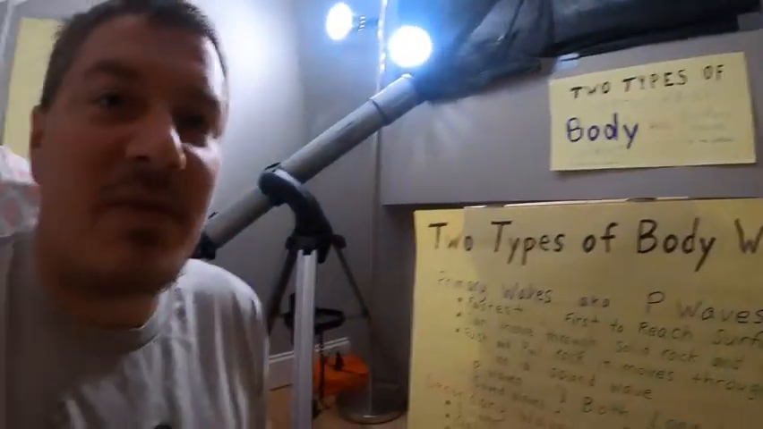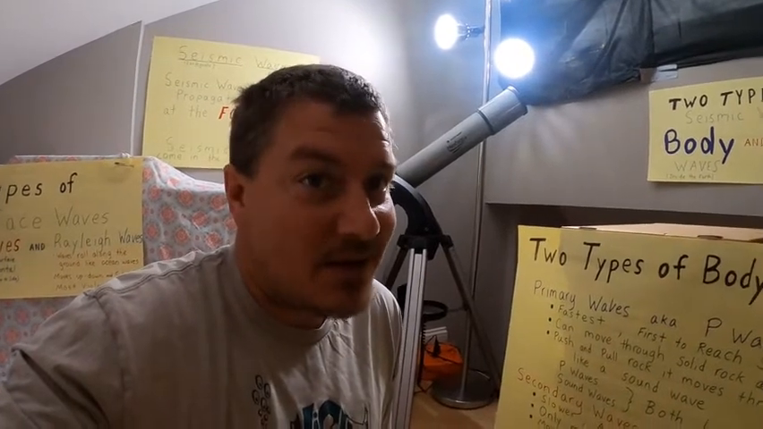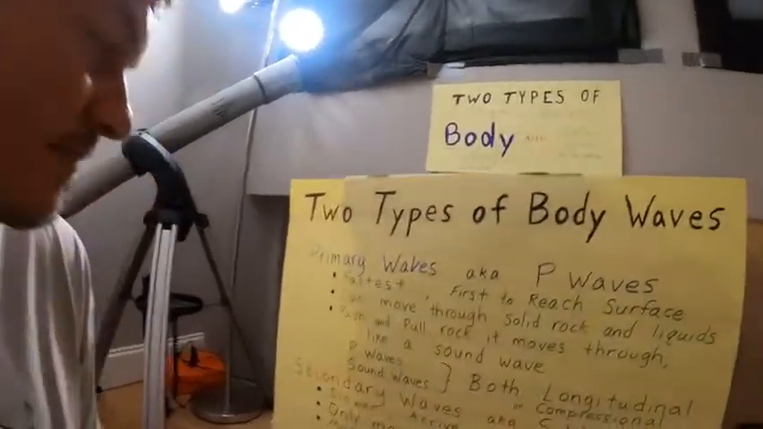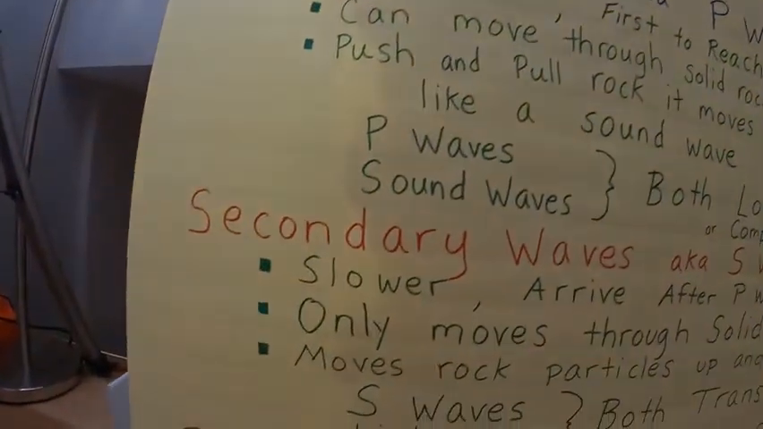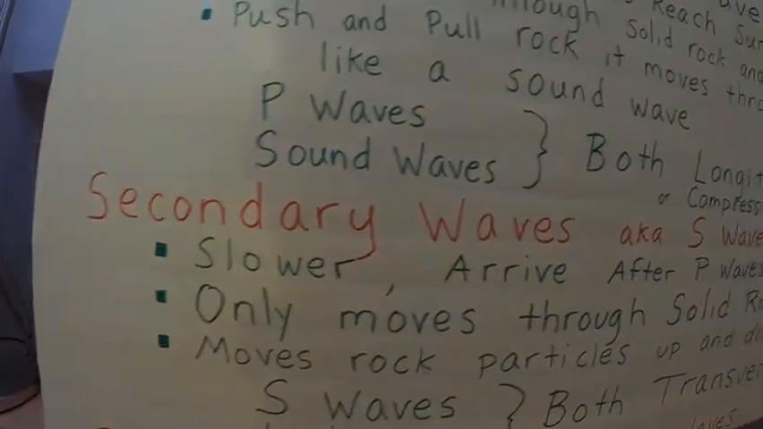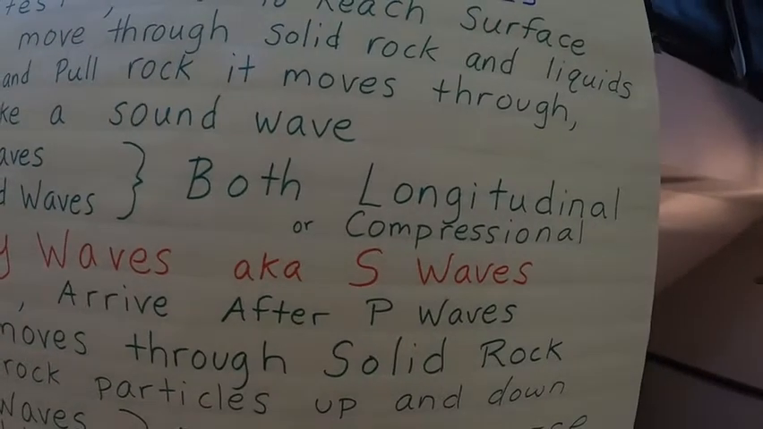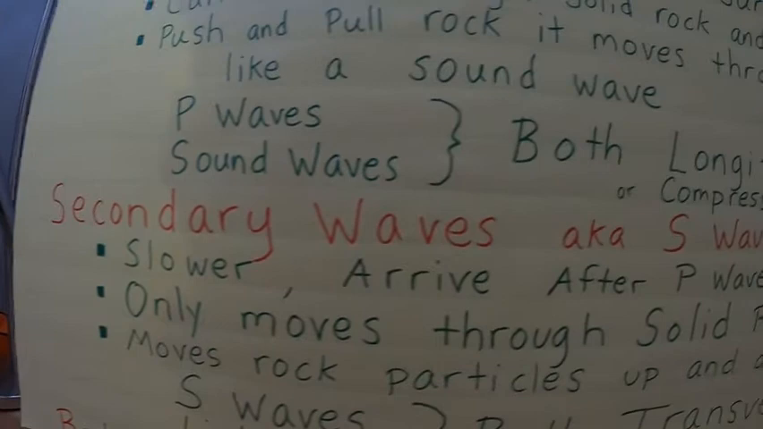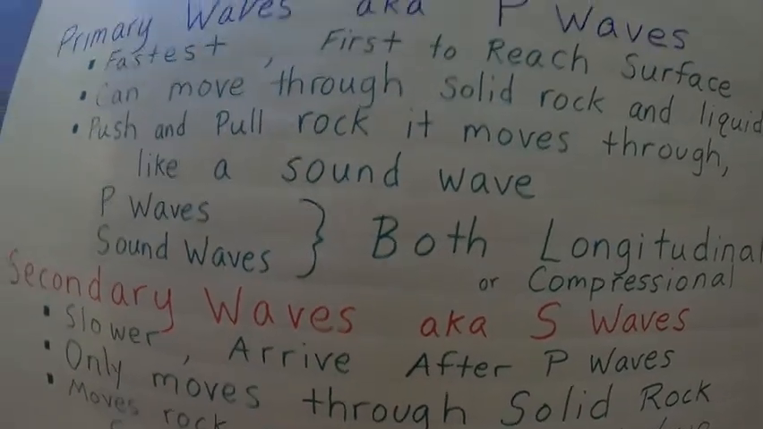Our second type of wave is called secondary waves. And secondary waves are called secondary because they come second. They arrive at the surface second because they're moving slower than the P waves are. So we look down here, we got our secondary waves, aka S waves. And they are slower and they arrive after the P waves.